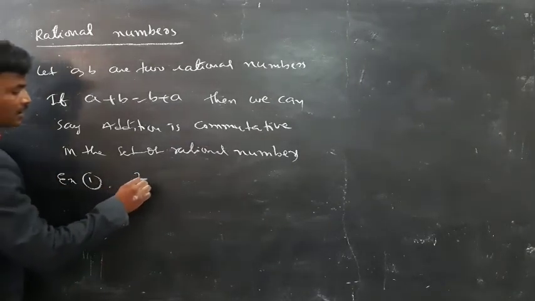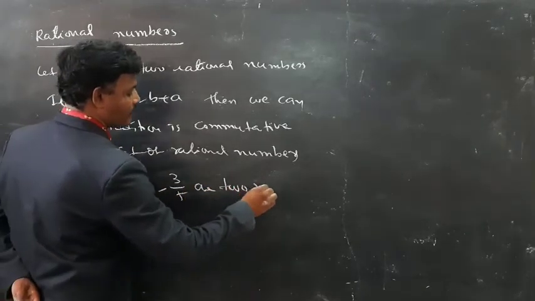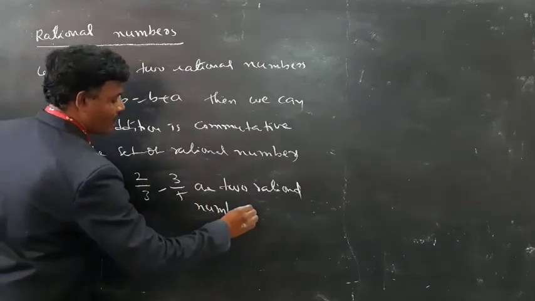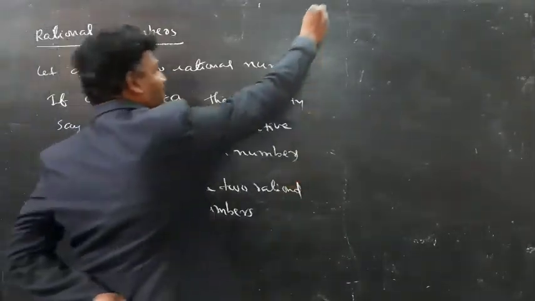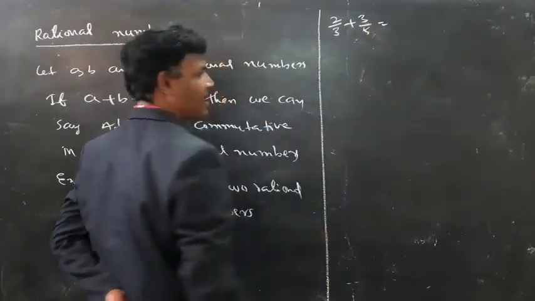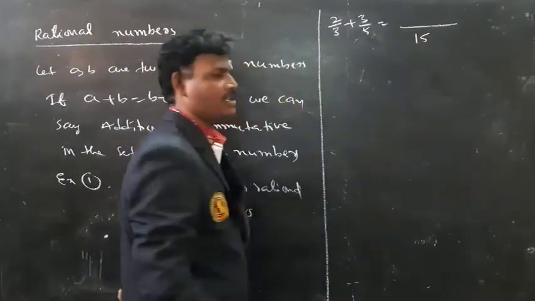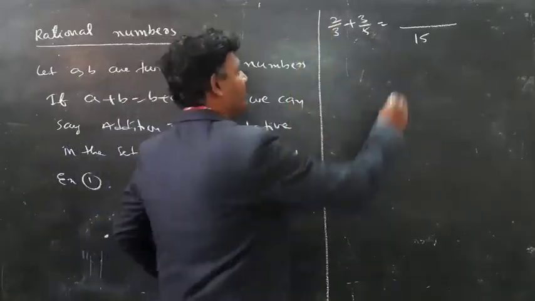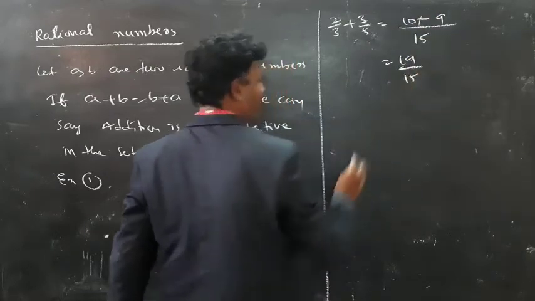Example 1. 2 by 3, 3 by 5 are two rational numbers. Then 2 by 3 plus 3 by 5. Here I am taking the LCM. What is the LCM here? 15 is the LCM. 3 fives are 15, so it is 5 times 2, which is 10, plus 3 threes are 9. So the result here is 19 by 15.